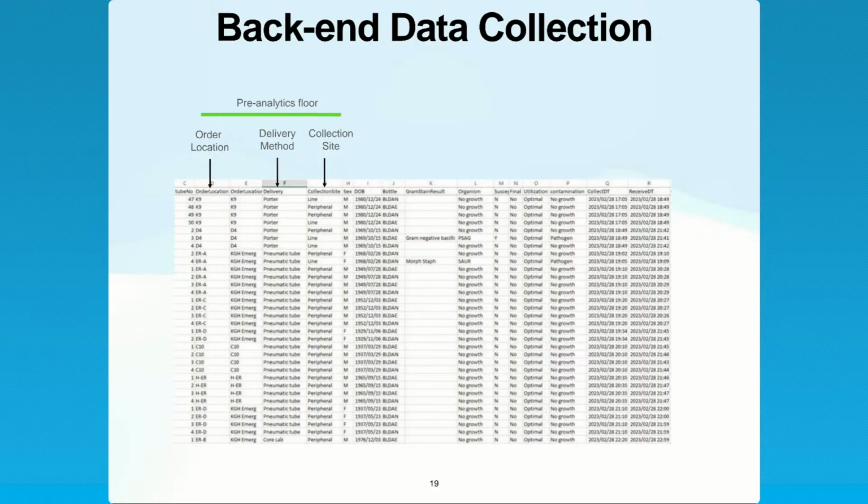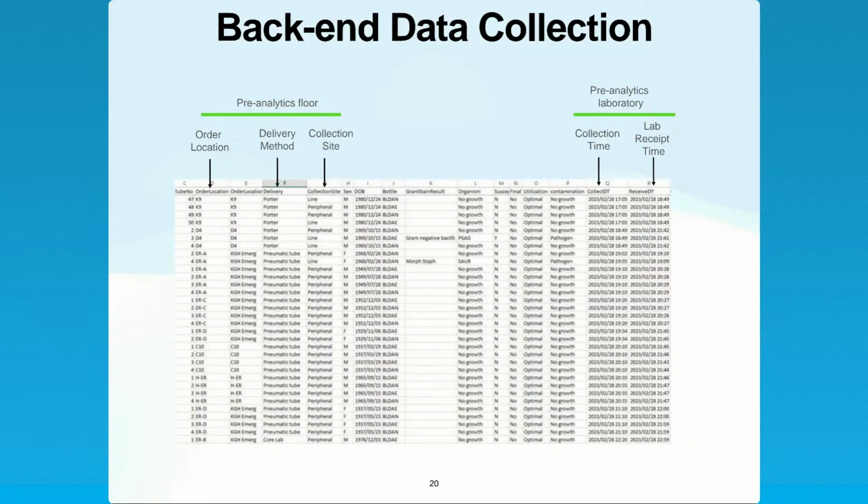So we wanted some line of sight for bacteremias on where the orders came from, how it was delivered. So we have a pneumatic tube system. We also have active portering. We also provide support to other hospitals, so we have drivers that come in and drop off blood cultures. So we want to know how it came. We also want to know how it was collected. And again, this is specific to blood cultures, but essentially these are just variables you're looking at, right?